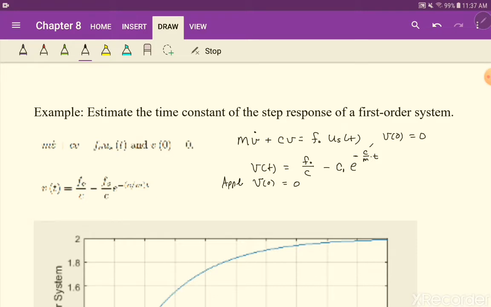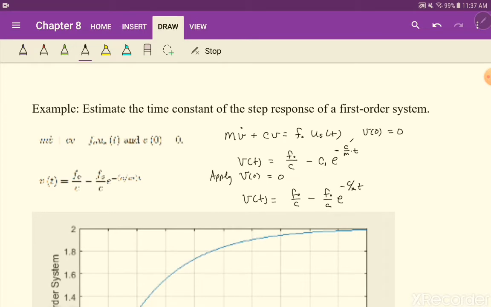Apply. Your final solution, v sub t equals f0 over c minus f0 over c, where c is a damping coefficient. It doesn't matter. The important thing is that the form of the solution is now different. This is the response when you have a step input.